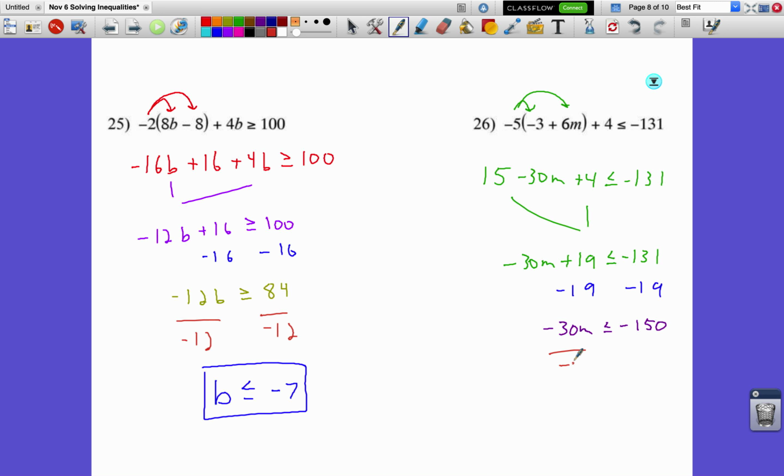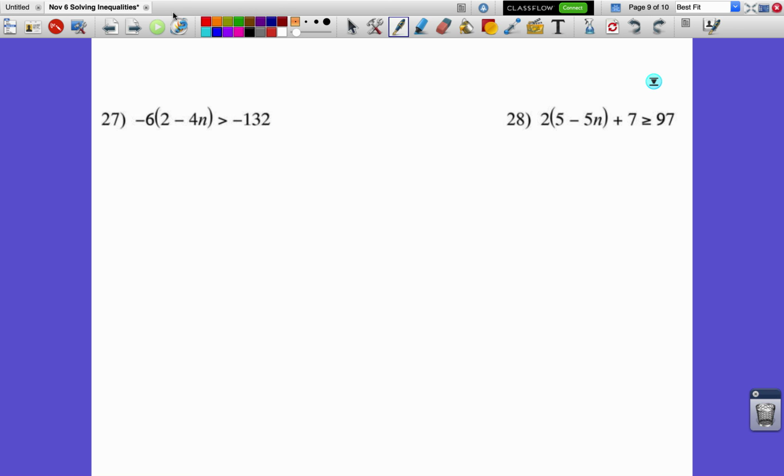Divide by negative 30, and again our special rule is activated here. We just divided by a negative, so we need to flip the inequality symbol. We get m is greater than or equal to a positive 5. And we can go ahead and put a box around that. All right, 2 more.